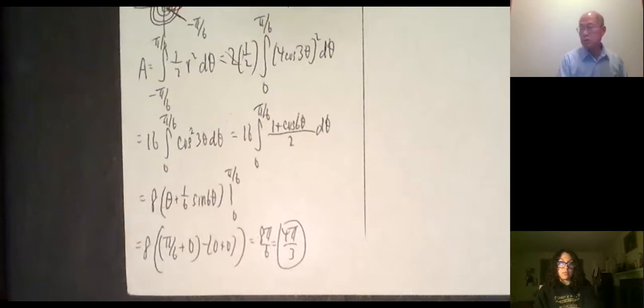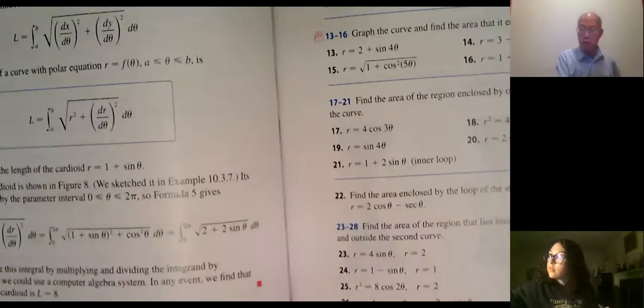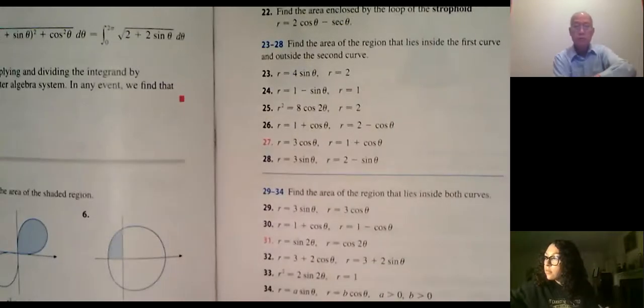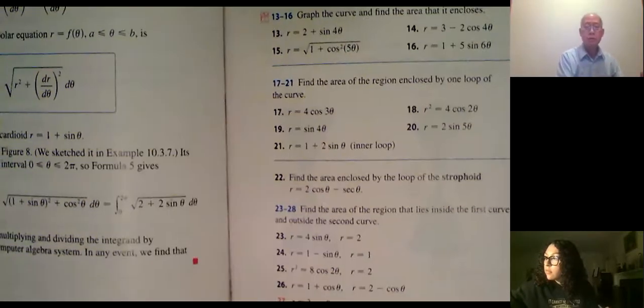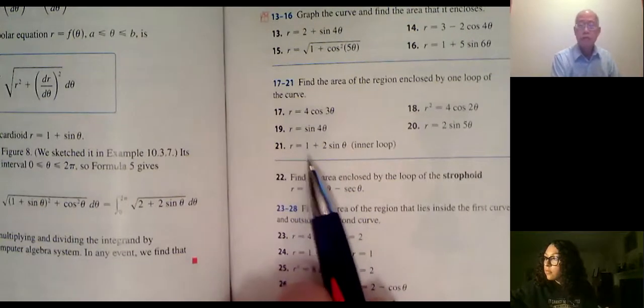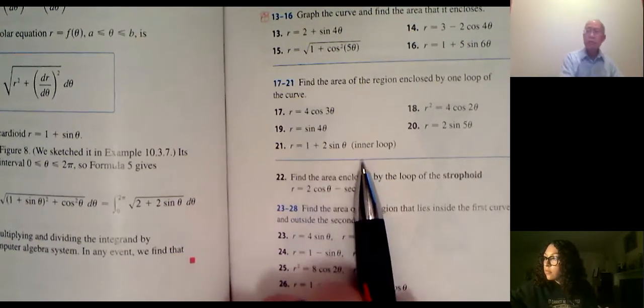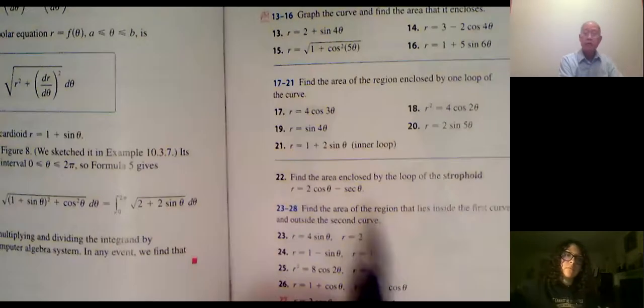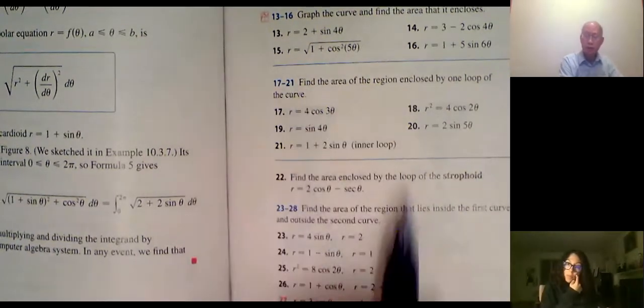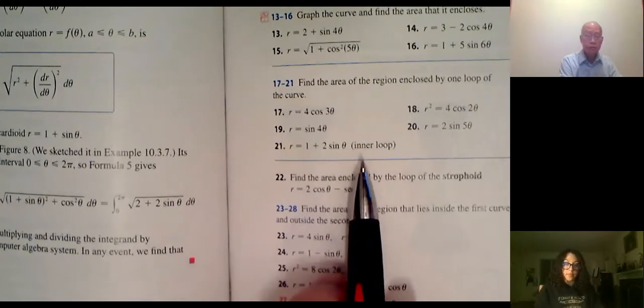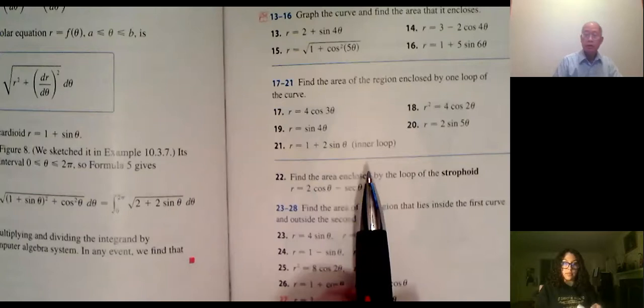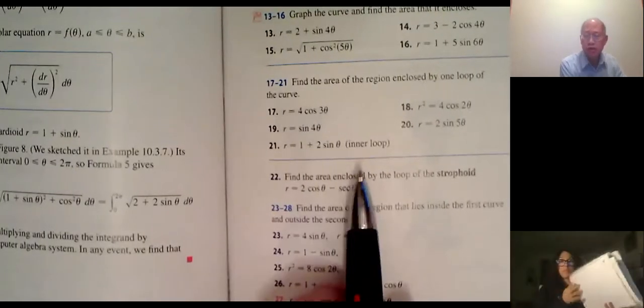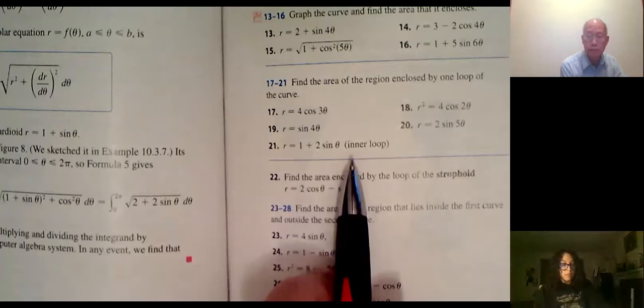All right, the next one I want to show you is, let's see, 21. I wasn't going to show you the whole thing, but just some of it. r equals 1 plus 2 sine of theta, inner loop. Now remember the other day we had something like that where there was an inner loop and an outer loop. And so we just want the inner loop. So what we had to do is find out where it came into the pole and just analyze from there.